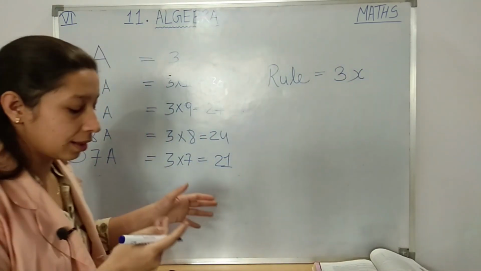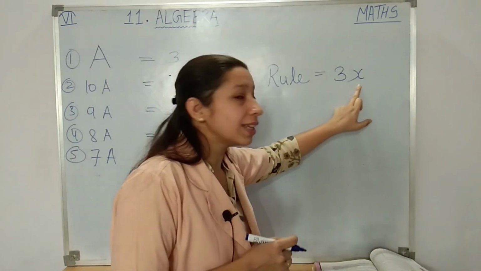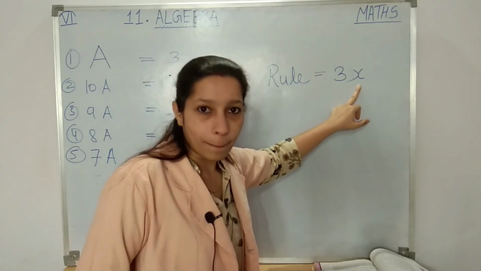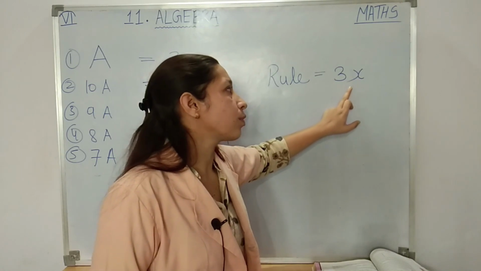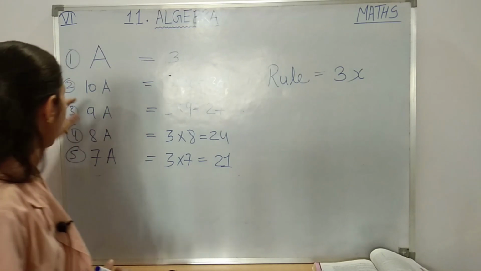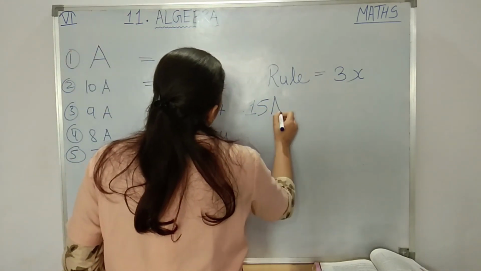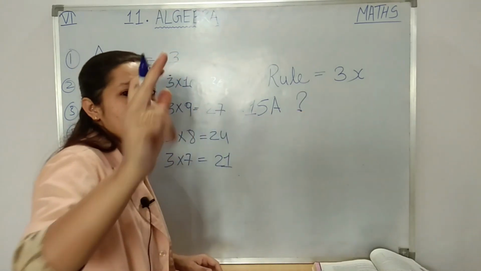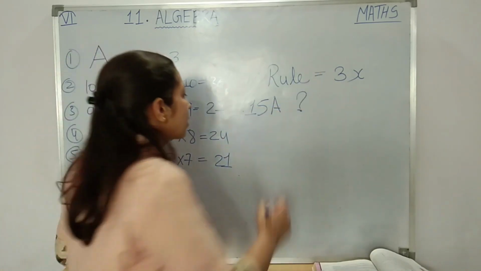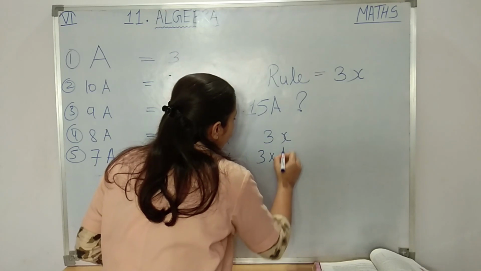3x. What I have written? The rule for this, I have written 3x. Here x is the variable in which you can put any number of A's that you want to make. x is that place where you will write whatever number of A's you want to make. As I want to make 15 A's, you are asked how many matchsticks will be used to make 15 A's. So what I'll do, I'll simply write this rule 3x. In x, I'll write the number of A's.